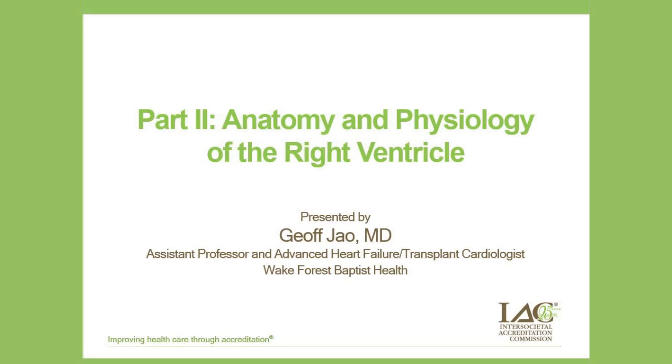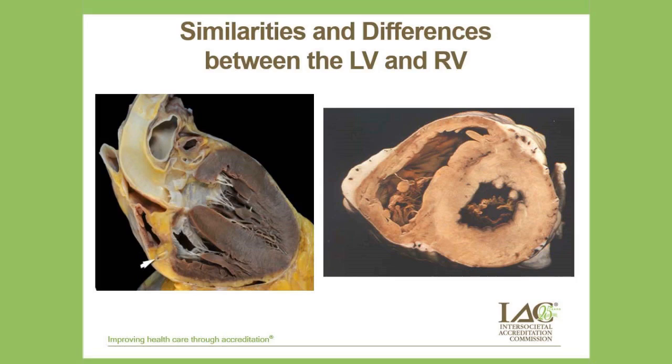that would become very relevant as we talk about why we measure certain RV measurements on echocardiogram. So when we take a look at this picture, the differences are more evident compared to the similarities, so let me start with the similarities. Both ventricles are covered and share the same pericardium. They share the interventricular septum as well.